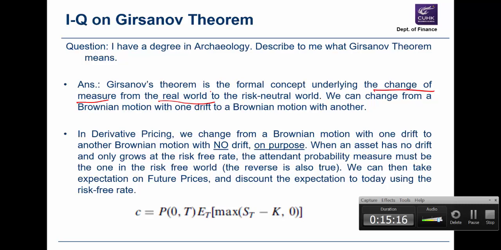So in derivative pricing, we try to change from a random process with a drift to another one where there is no drift. Like I said here, if an asset has no drift and it only grows at the risk-free rate, which is 0 for so long, then really it's almost a pure market risk. So the probability measure would be the one in the risk-free world. That has to be the case.